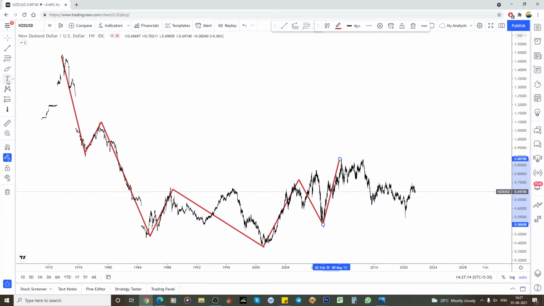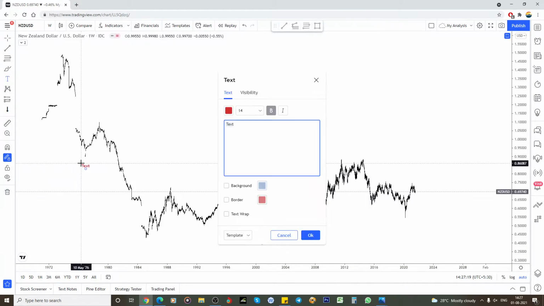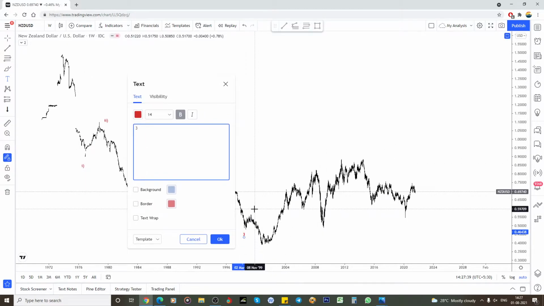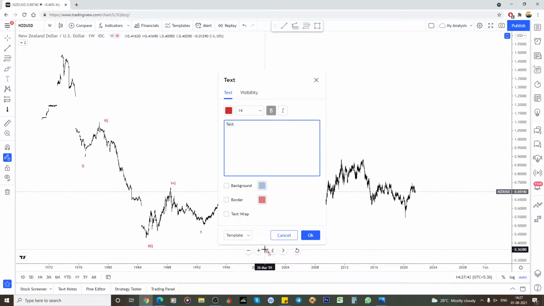So again we can delete this, you can understand now. So we can mark this as wave 1, this as wave 2, this as wave 3, and this as wave 4, and again this as a 1. So this is a 2, so 3 is here, 4 and 5.